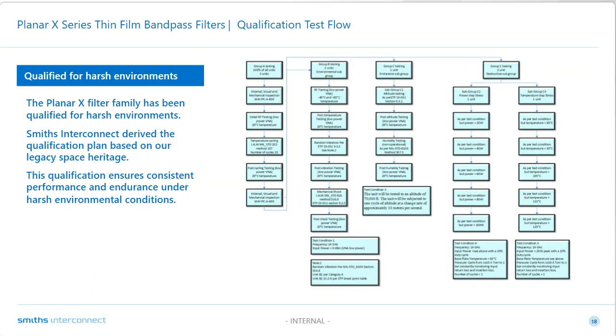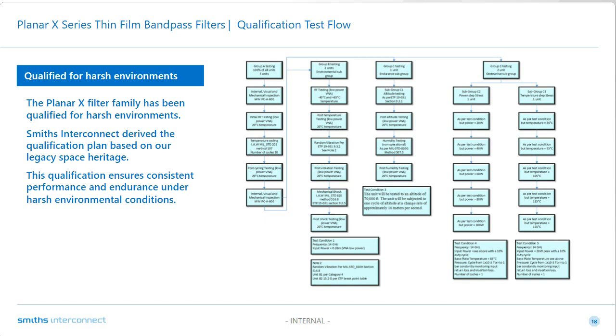So in order to guarantee these types of filters can withstand the necessary conditions, they must be thoroughly qualified, which is why we've chosen to derive our qualification test flow based off of Smith Interconnect's legacy space heritage. The flow chart displays the types of tests that will ensure consistent performance under harsh environmental conditions. We split the testing into 3 different groups. Under Group A testing, we find internal and visual inspections in accordance with IPC A600, along with room temperature RF testing before and after temperature cycling.